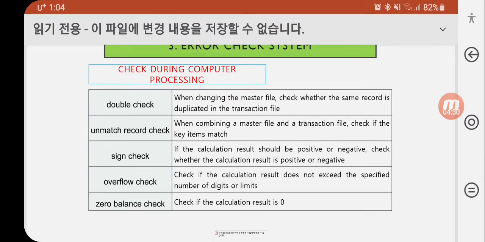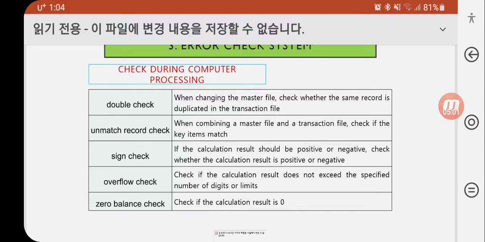The next method is check during computer processing. The double check is a checking method when changing the master file. Check whether the same record is duplicated in the transaction file. Unmatched record check is when combining a master file and a transaction file, check if the key items match.